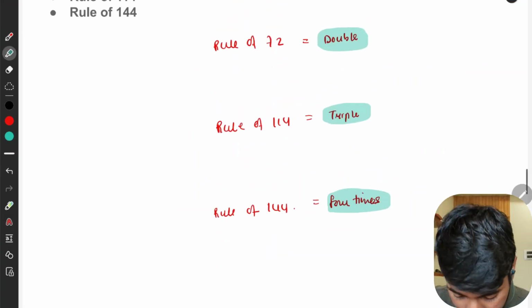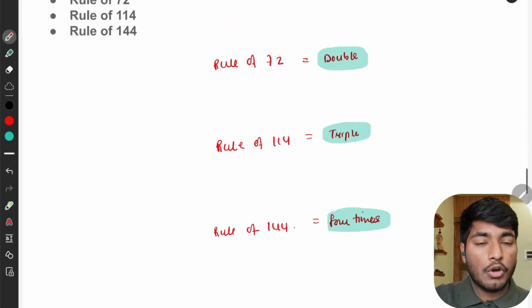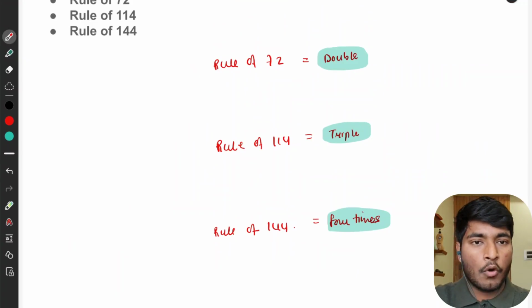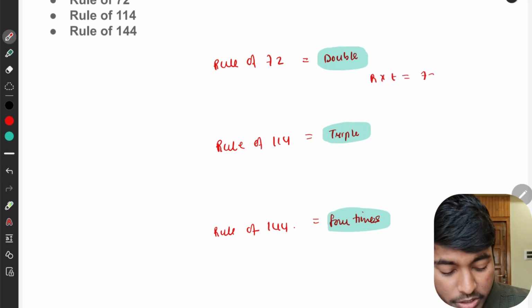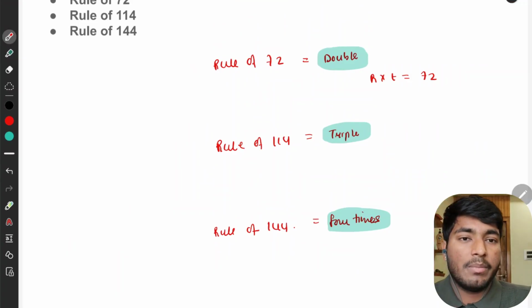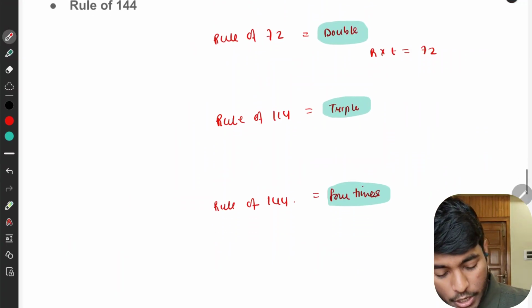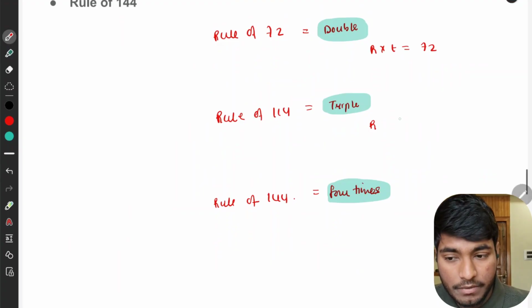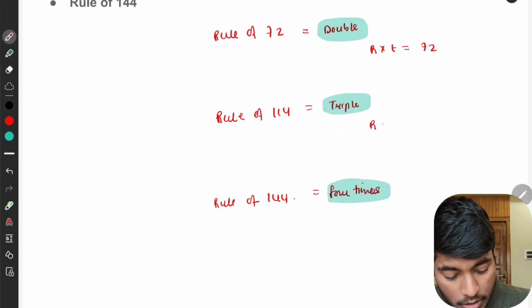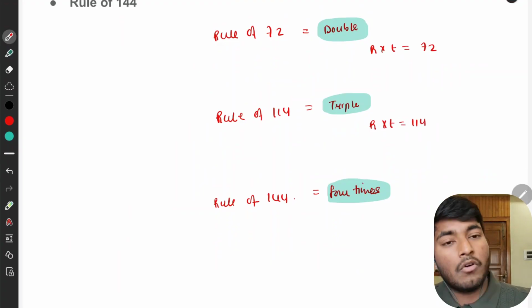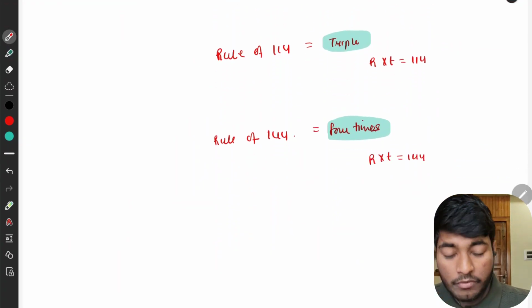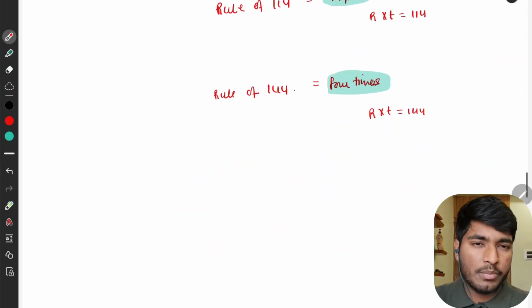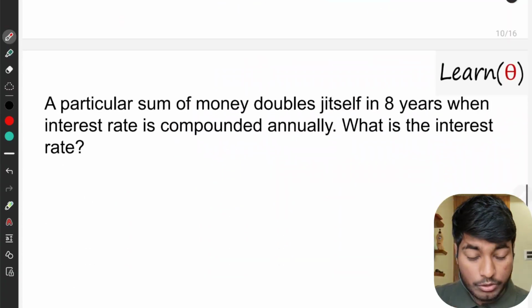Now what is this rule? It says that if you want to make the amount double, rate multiplied by time must be equal to 72. If you want to make it triple, rate multiplied by time is equal to 114. And if you want to make it 4 times, rate multiplied by time must be equal to 144. Okay, I know it may be a bit difficult. Let's take a question and understand this.